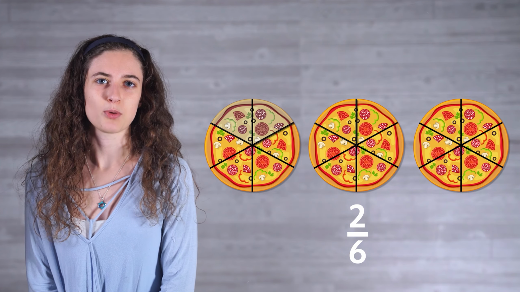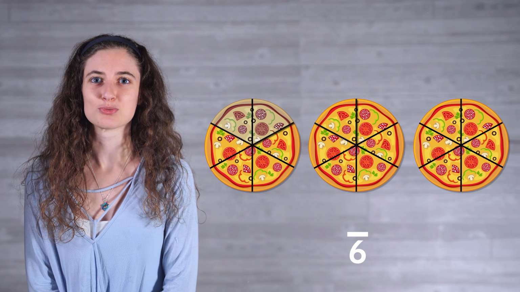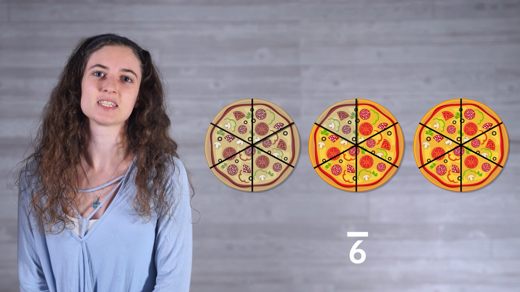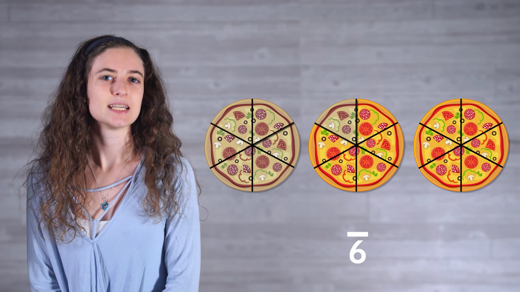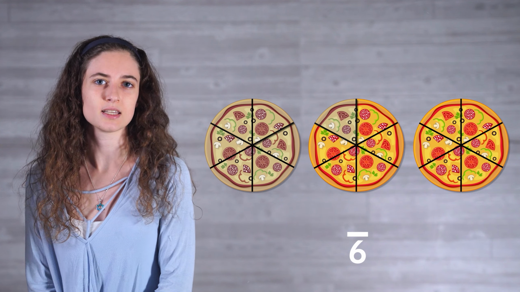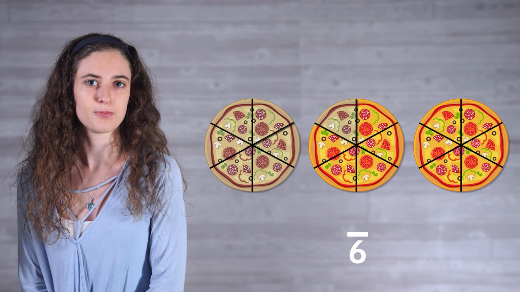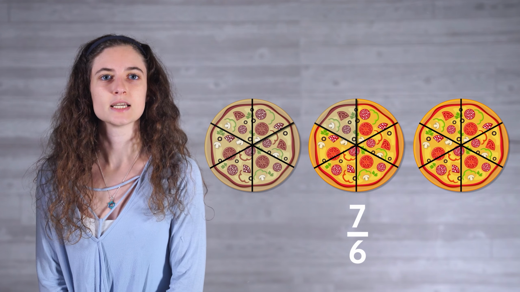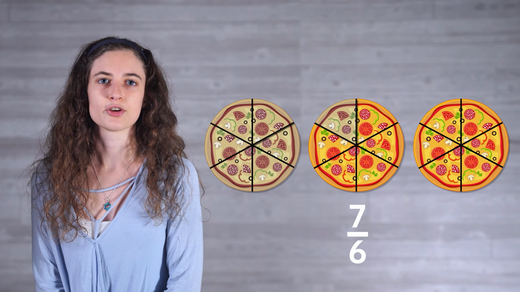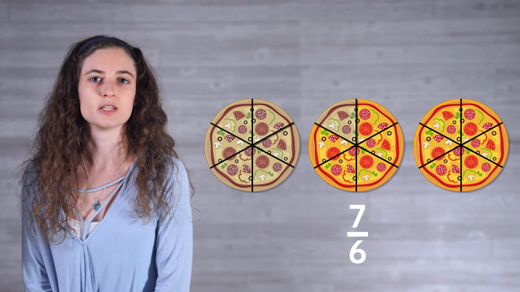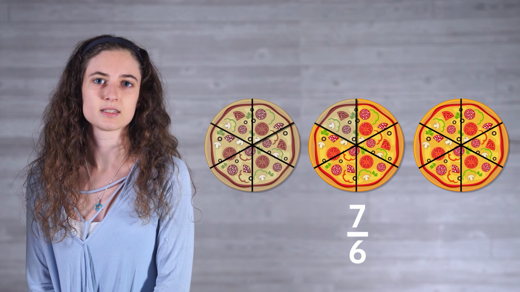2 parts out of 6 parts total. But what if that first guest was really hungry and grabbed 7 slices? Again, each pizza was cut into 6 equal slices, so 6 remains as our whole, or denominator. But this time our part is 7. In this scenario, our numerator is larger than our denominator, 7/6.